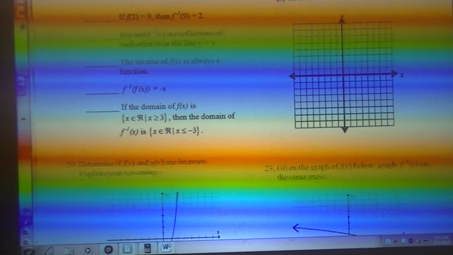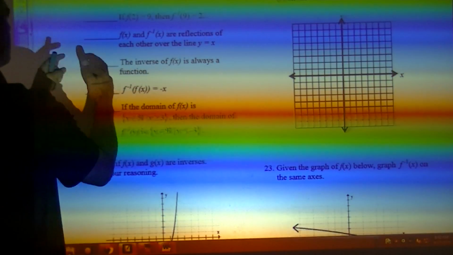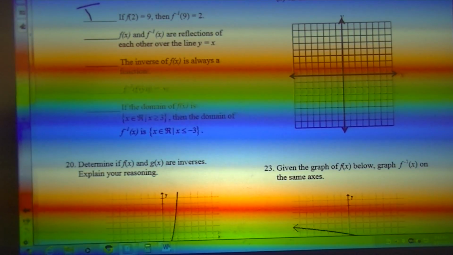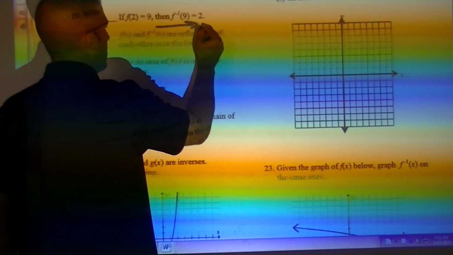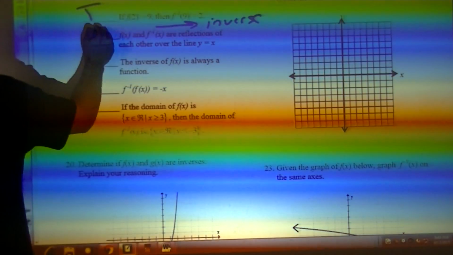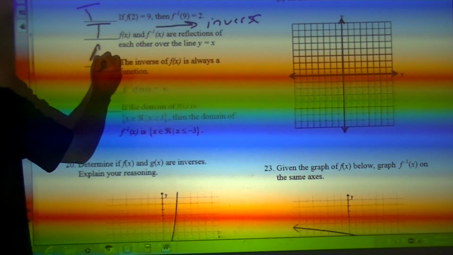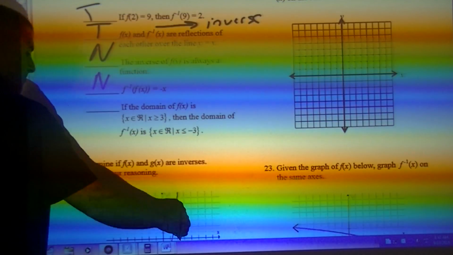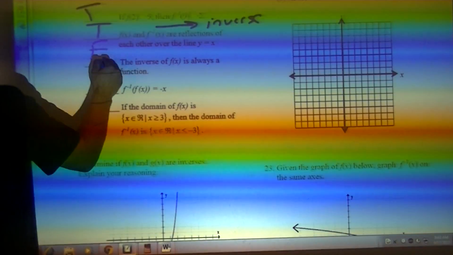Moving on. Write whether this is true. This first one's true. The x and y's flip. So yes, that's true. F and g are the inverse. This means inverse, by the way. This means inverse. Our reflections here. That's true. The inverse is always a function. That's not true. We just went over that. That's no. Well, let's not use no. Let's use false. False, false.